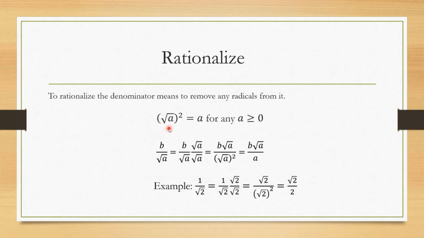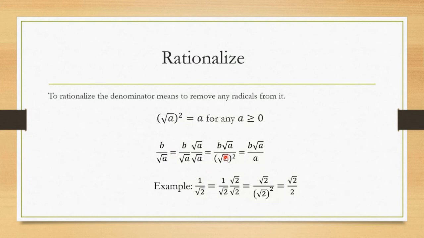If you take the square root of something and you square it, you get the number back, if that number is non-negative, which is what we are dealing with. And this is what we're going to use. Essentially the calculation here: if you have something like b over radical a, where b is any number, you're going to multiply top and bottom by the square root of a.